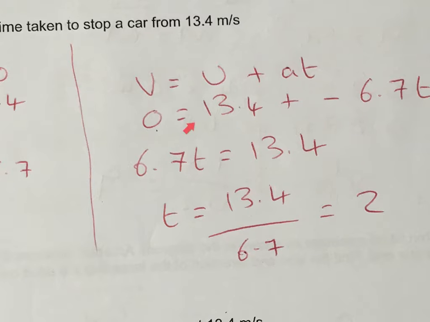And then once I start rearranging, because I've got 0 equals 13.4 plus minus 6.7t, I've added 6.7t to both sides. So I've given that to each side, and then that 0 becomes 6.7t there, because I've added to each side. So that equals that, and then to get t on its own, I simply divide both sides by 6.7, and that's going to give me 2.